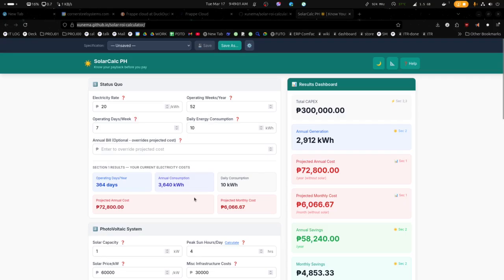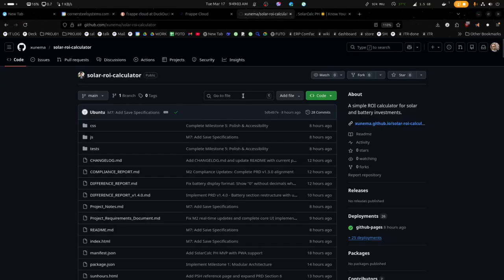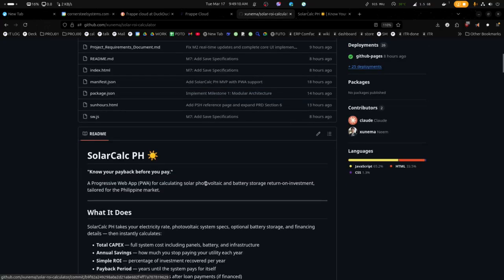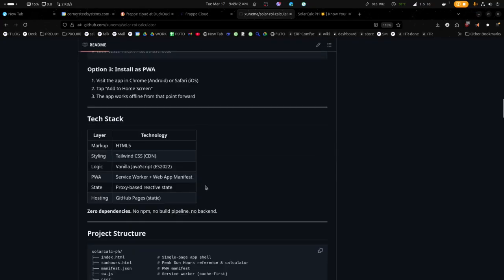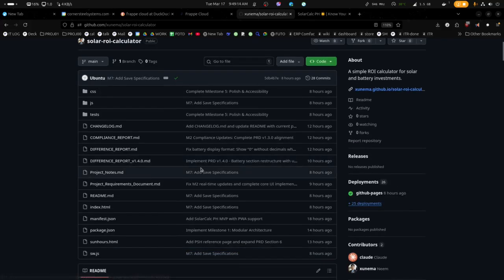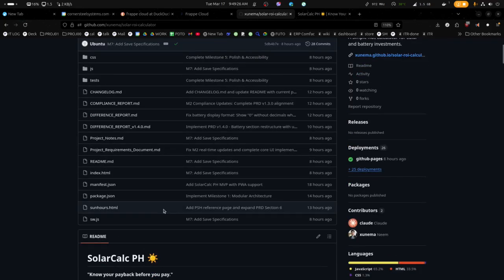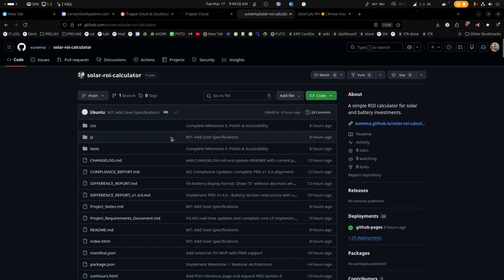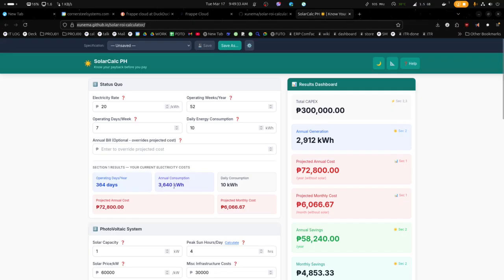It's very simple. You just need to go to the Shunima solar ROI calculator. Shunima is my account, and you'll find how to build it. If you want to build it yourself with your AI agent, you can use the project notes and the project requirements document to build your own. And then, of course, if you just want to use it, here's how to use it.